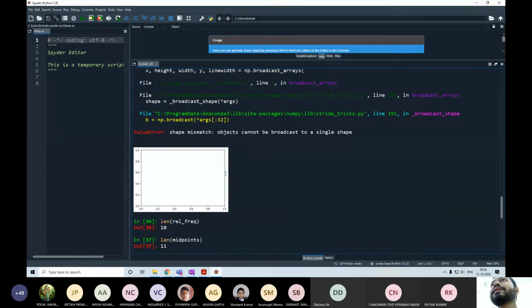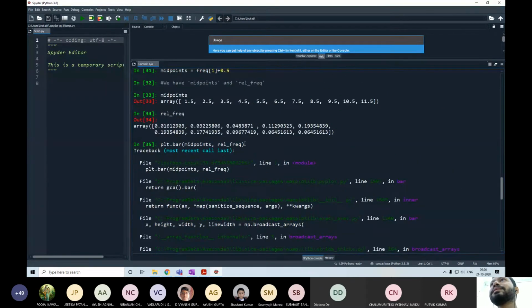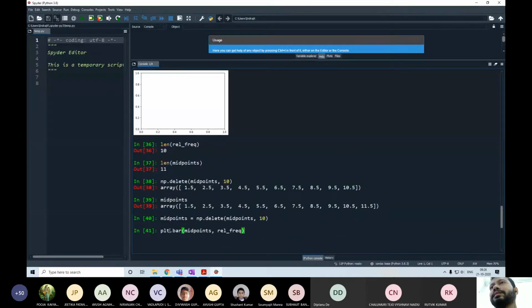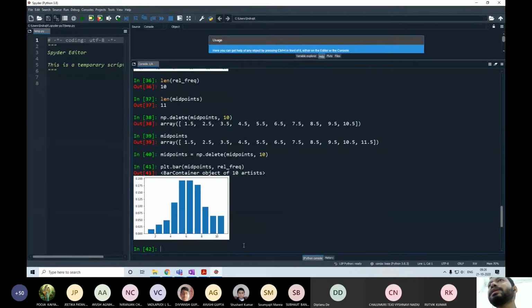Now, if we run this command, which is this one, the bar plot. Okay, so this should give me the relative frequency histogram, and that's how we get it.